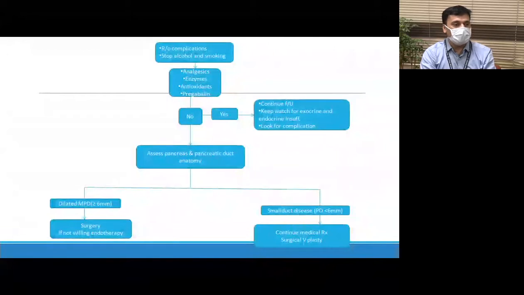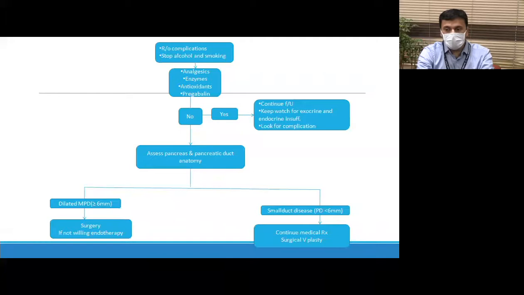So coming to the clinical scenario that we had initially looked at. When a patient presents with pancreatitis, you should look for a complication. Encourage them to stop alcohol and smoking. The patient can be treated with enzyme supplementation, analgesics, antioxidants, and pregabalin. If the patient is symptomatically improved, continue follow-up, and the patient should be watched for exocrine as well as endocrine insufficiency and for any new development of complications.